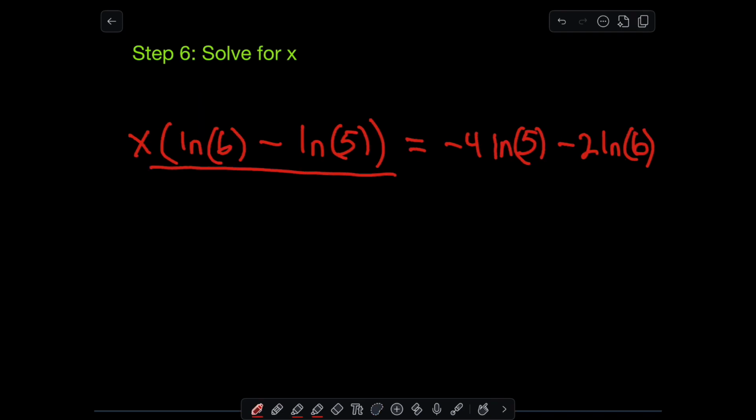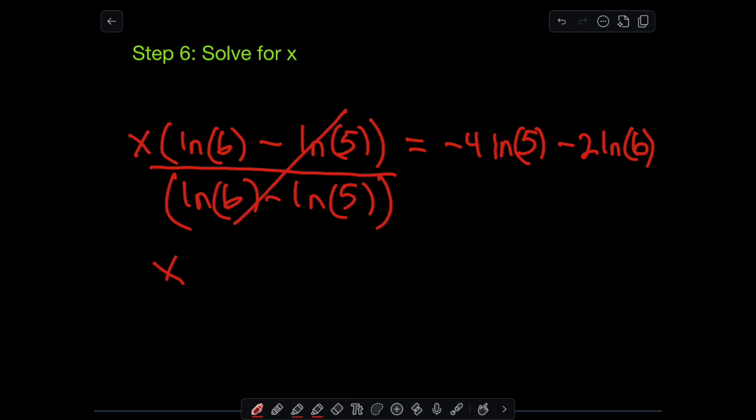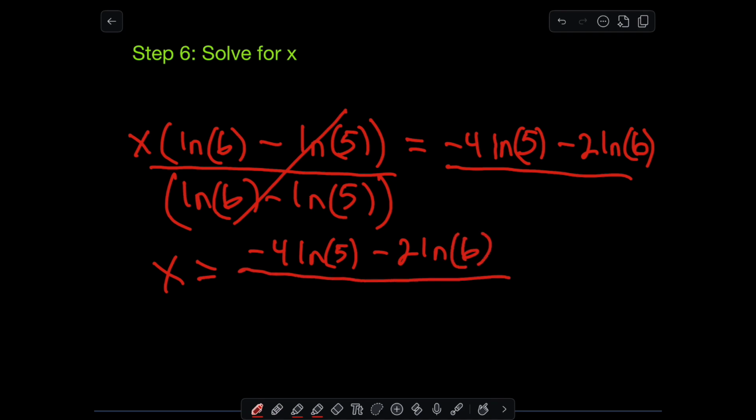So for step 6, you're going to solve for x. So factoring out that x allows for you to isolate it. So you divide the left side by the natural log of 6 minus the natural log of 5. And just so I don't have to write this over, you also divide the right side by negative 4 times the natural log of 5 minus 2 times the natural log of 6 divided by what we divided the left side by.